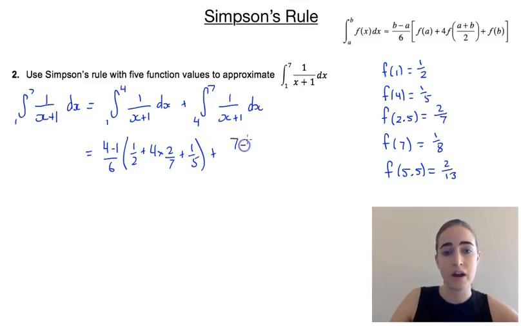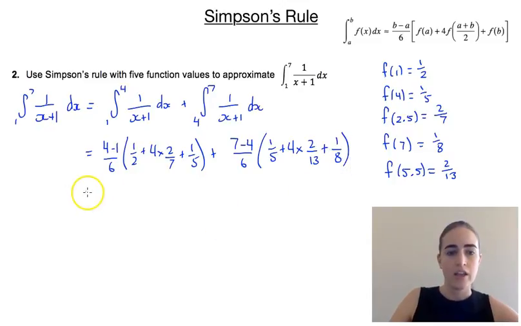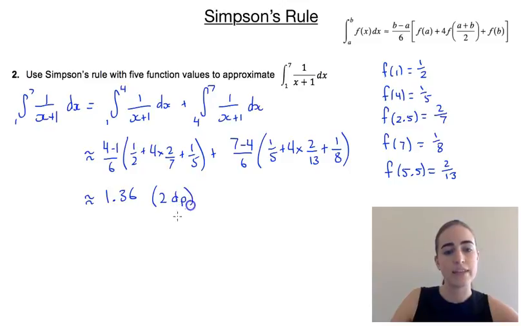plus 7 minus 4 over 6, outside of the function value of 4, which was 1/5, plus 4 times the function value of the midpoint, which is 2 over 13, plus the endpoint, which is 1 over 8. Now that should be approximately there, sorry, not an equals. If you put all of that in your calculator, you'll get approximately 1.36, and that's to 2 decimal places.